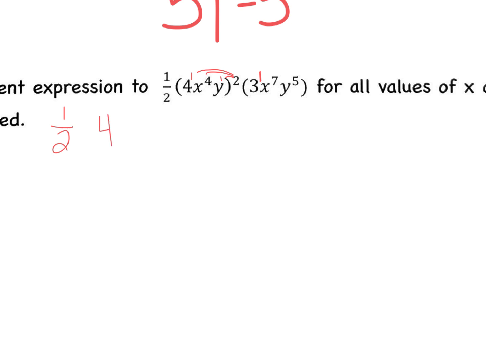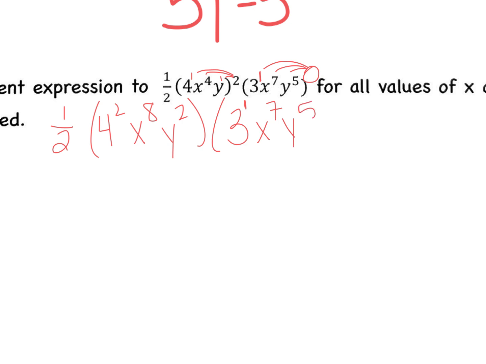So remember, when we distribute, we're multiplying. 1 times 2 is 2. 4 times 2 is 8. 1 times 2 is 2. There's nothing out here to distribute. So we're just going to go ahead and rewrite 3. You can put the 1 if you want. x to the 7, y to the 5.